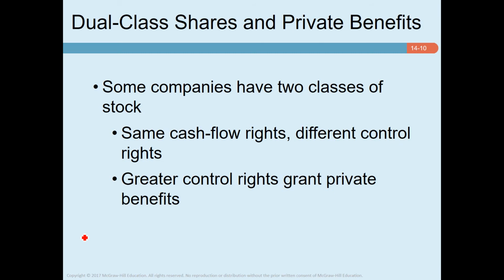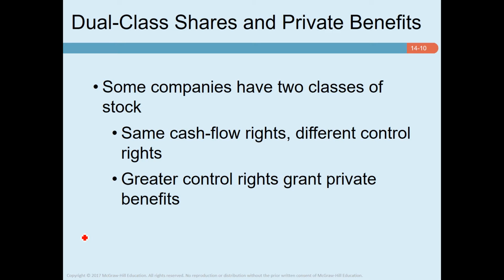Now, dual class shares and private benefits. Usually, companies have one class of common stock and each share has one vote. Occasionally, however, a firm may have two classes of stock outstanding, which differ in their right to vote. For example, when Google made its first issue of common stock, the founders were reluctant to give up control of the company. Therefore, the company created two classes of shares. The A shares, which were sold to the public, had one vote each, while the B shares, which were owned by the founders, had 10 votes each. Both classes of shares had the same cash flow rights, but they had different control rights.